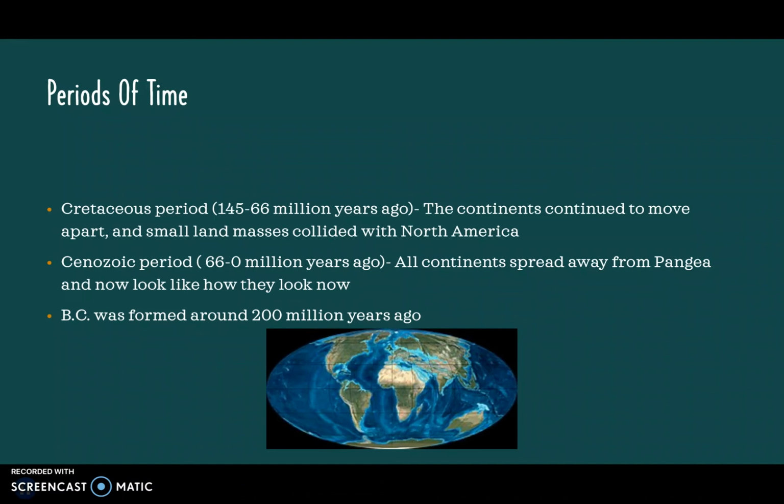Cenozoic period. All continents spread away from Pangaea and now look like how they do now. BC was formed around 200 million years ago.